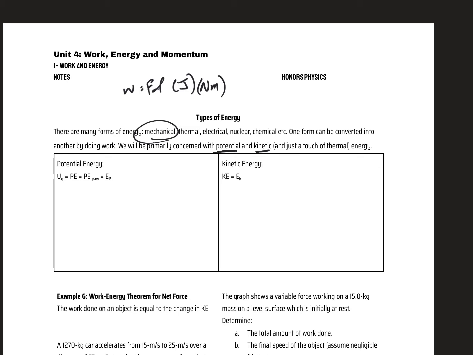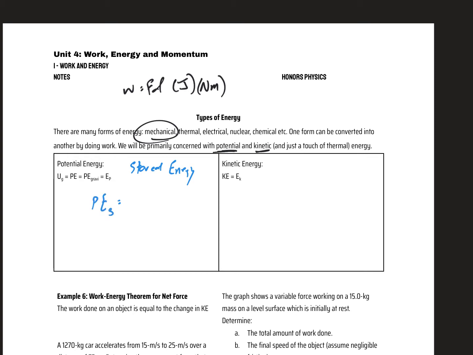So let's first talk about potential energy. Potential energy is basically stored energy, right? It has the potential to do something. What we're going to be mostly dealing with is gravitational potential energy. And so you'll see it written like this. It'll be either U sub G or PE grav or E sub P. There's lots of different ways to do that, but we'll go ahead and just call it potential energy.